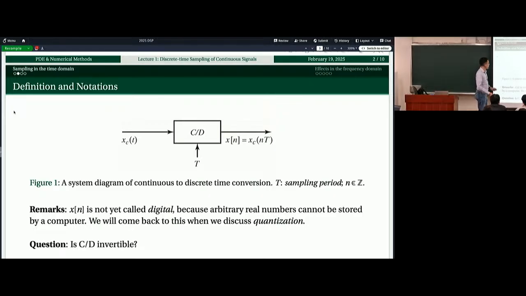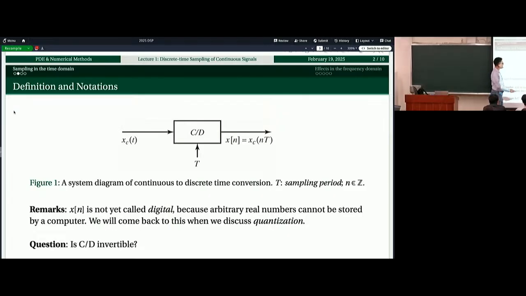On the left, we have a signal as a function of time, t being the time, and the unit might be seconds. Time happens continuously, and let's denote a continuous time signal as x sub c, where c stands for continuous. Then we have this box that we denote as C/D, continuous to discrete conversion: continuous time before and discrete time after the conversion. We need to specify a sampling period, denoted as T.